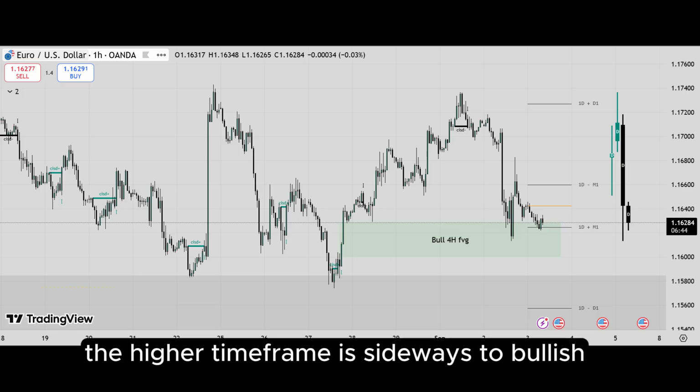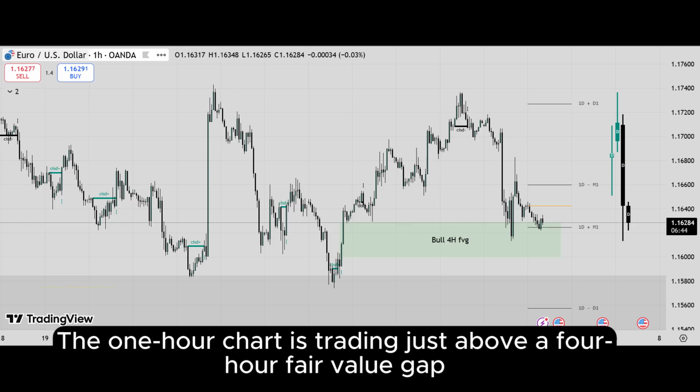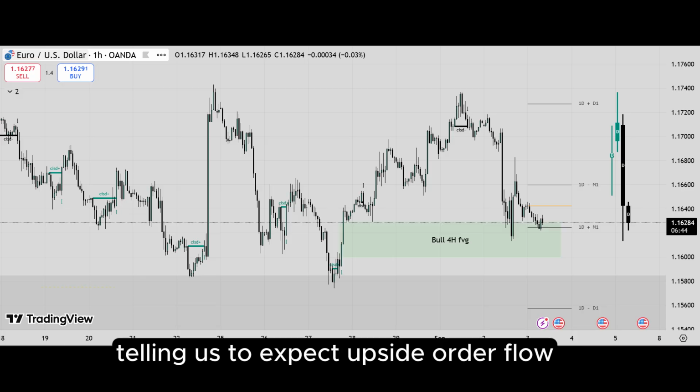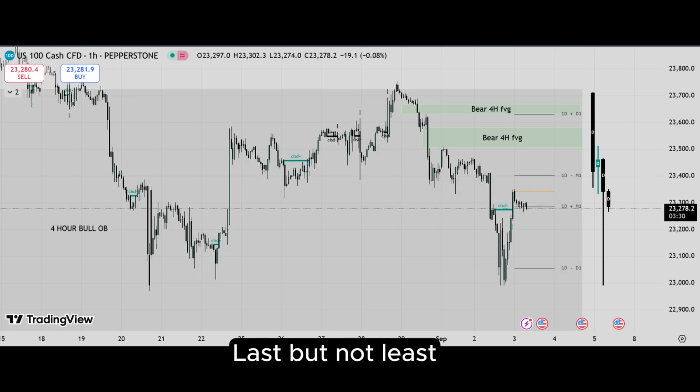So to recap, the higher time frame is sideways to bullish, giving us a neutral to upside bias. The 1-hour chart is trading just above a 4-hour fair value gap, telling us to expect upside order flow, all pointing to upside potential. Last but not least, let's look at the NASDAQ.